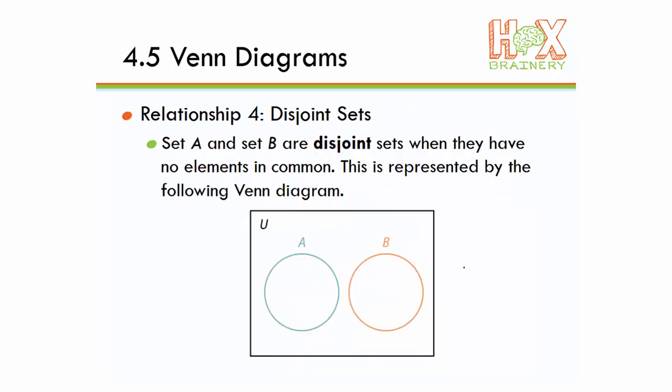And then relationship 4, disjoint sets. Set A and set B are called disjoint sets when they have no elements in common. Visually with the Venn diagram, you would just draw your circle for A and your circle for B in a way that there's no overlapping.